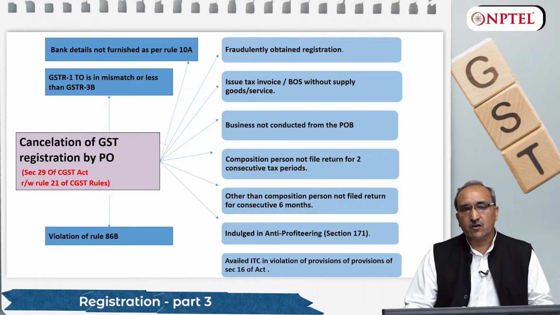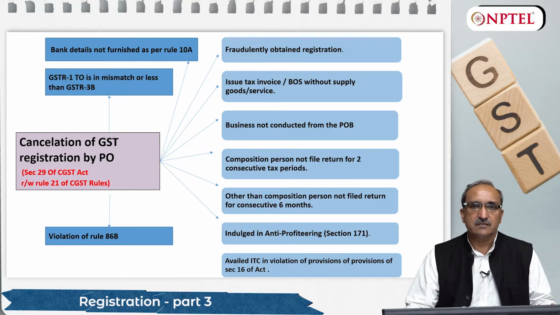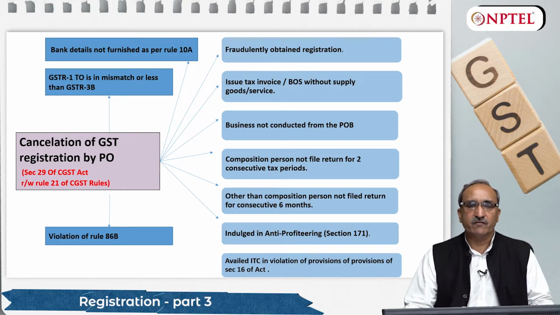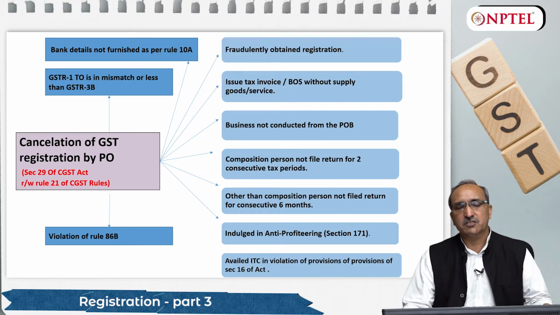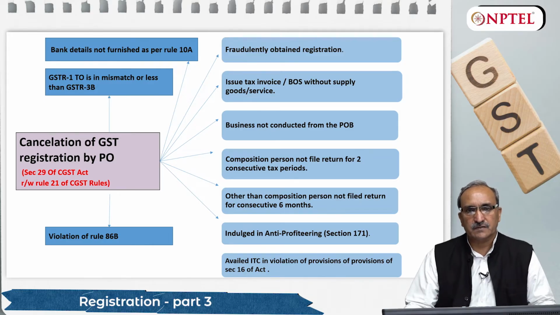Then, GST 1 turnover is a mismatch or less than GST 3B. When you are filing your monthly returns, GST 1 and GST 3B. GST 1 return is for your outward supplies, whatever you have supplied, whatever goods you have sold. So if your turnover declared in GST 1 is not matching with GST 3B, in 3B we are paying tax for the turnover declared in GST 1. So if there is a mismatch beyond a certain limit, your registration is liable to be cancelled.